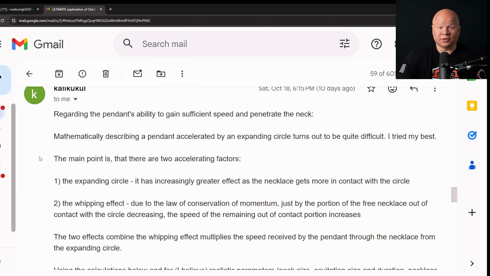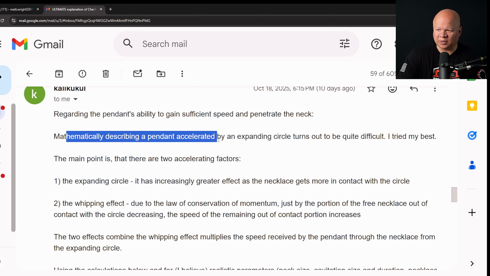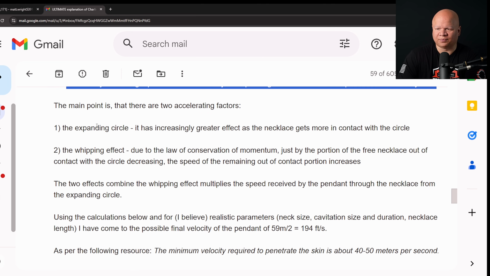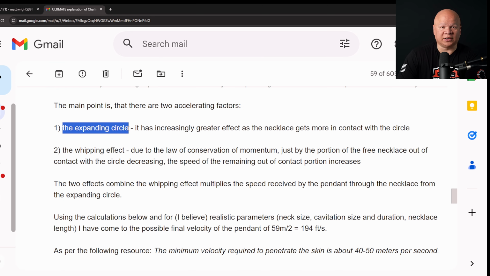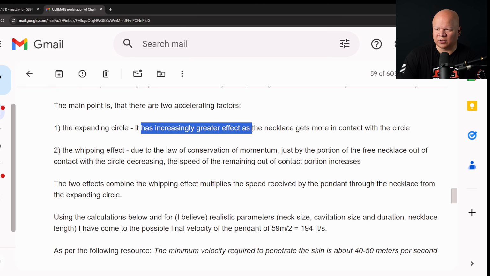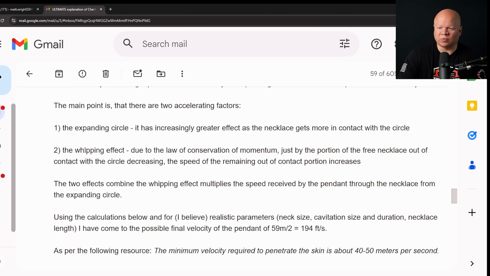Interesting. All right, now I think some of this is going to get into some nerdy math. "Regarding the pendant's ability to gain sufficient speed and penetrate the neck, mathematically describing a pendant accelerated by the expanding circle turns out to be quite difficult. I tried my best. The main point is there are two accelerating factors. One is the expanding circle. It has increasingly greater effect as the necklace gets more in contact with the circle. And then there's the whipping effect.